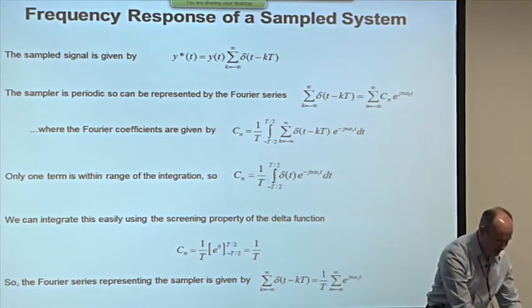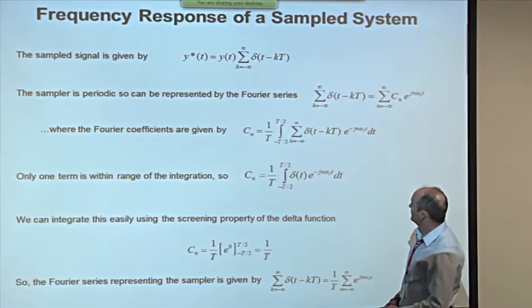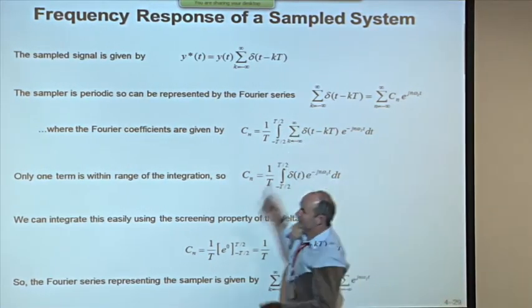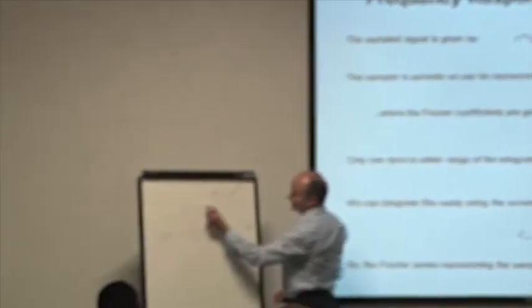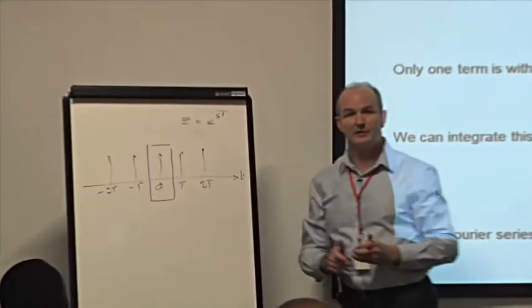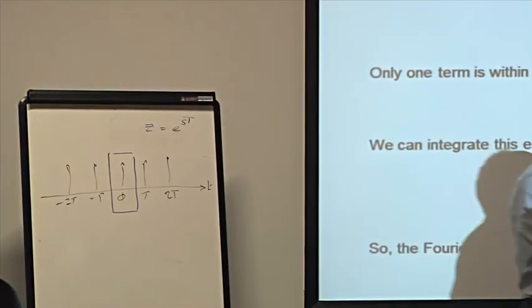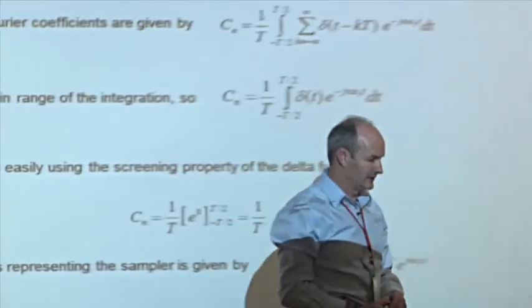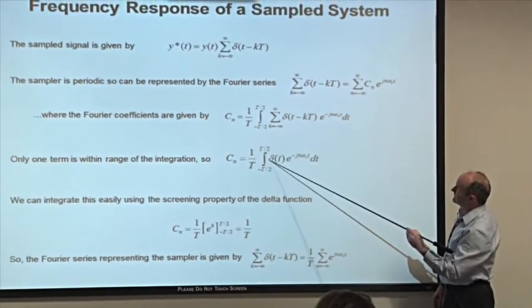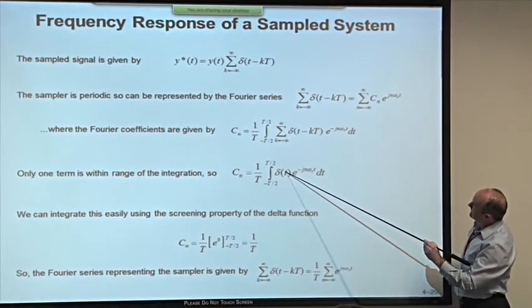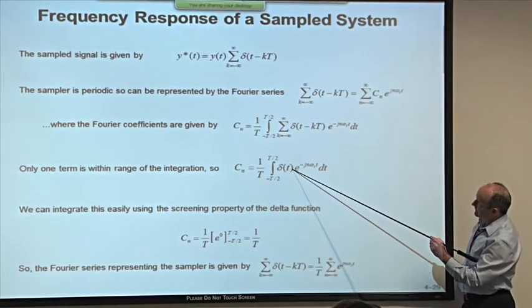Now, it's not as bad as it looks, because it does look bad, but we are only integrating between plus and minus T over 2. So of this infinite series, only one of these delta functions lies within the integration interval. It's the one at time t equals 0. So we're not integrating an infinite series at all. We're just integrating one of them, delta of t. Well, what does that look like?